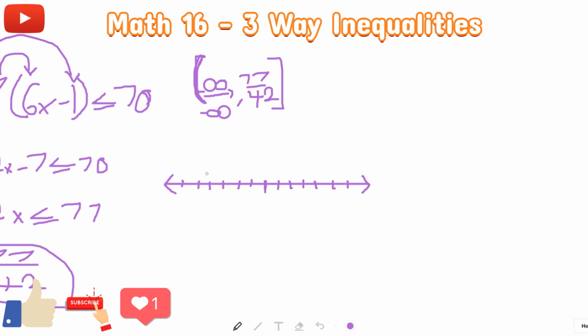To write this down, we can simply put 77 over 42. Then we simply put a closed circle, since this is a compound inequality, and an arrow going to the left, which represents all the numbers less than 77 over 42 that x can be equal to.